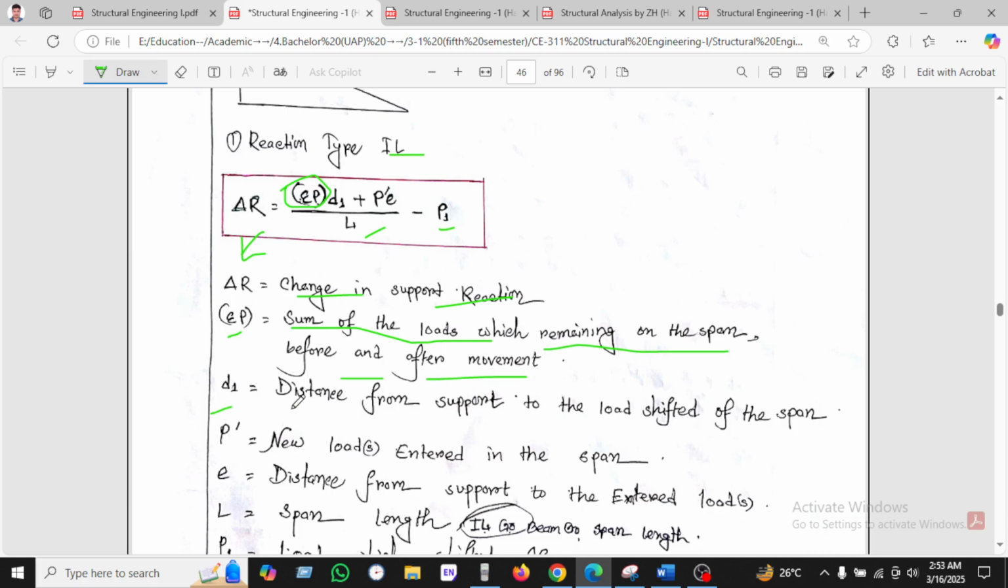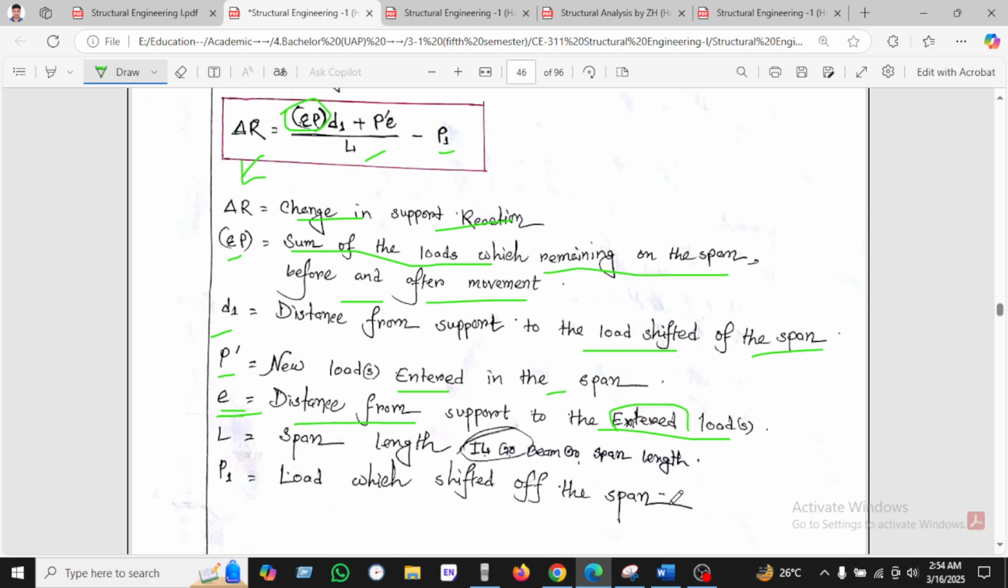D1 is the distance from the support to the load shifted in the span. Another one is P1 prime, which is the new load entered in the span. And E, this is the most important, is the distance from the support to the entered load, so we have to keep it in mind. L is the span length, which is the beam length, girder length or bridge length, and P1 is the load which shifted off the span, which goes out of the span.